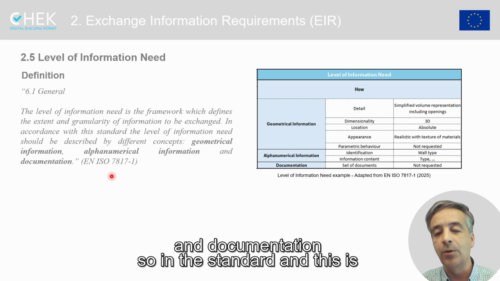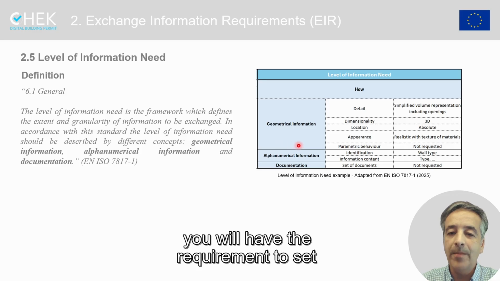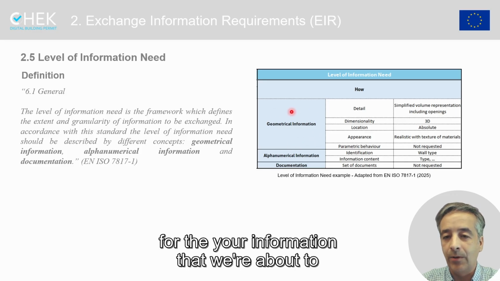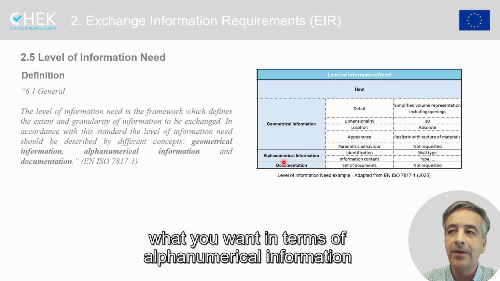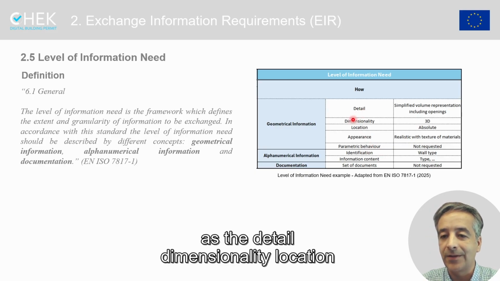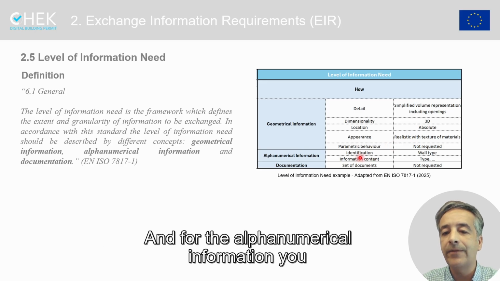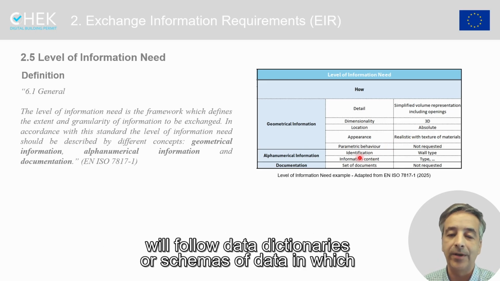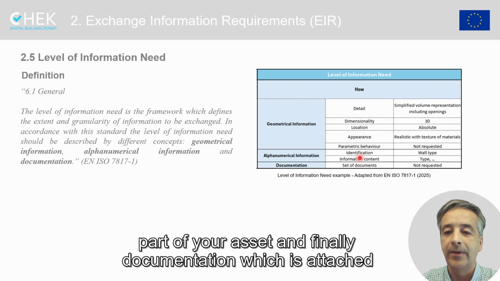and documentation. So in the standard, and this is a table that is adapted from the standard, you will have the requirement to set, for the information that you are about to exchange, what you want in terms of geometry, what you want in terms of alphanumerical information, and what you want in terms of documentation. And there are things we need to satisfy, such as detail, dimensionality, location, appearance, and parametric behavior for the geometrical information. For the alphanumerical information, you will follow data dictionaries or schemas of data in which you actually know what information you want on the non-graphical part of your asset. And finally, documentation, which is attached documents that you may bring.